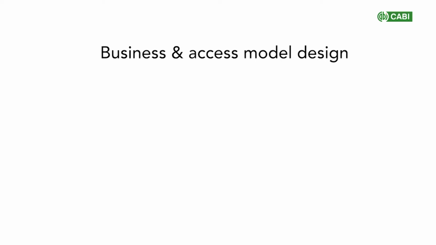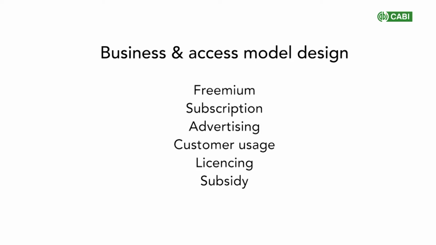And what I want us to do for the next few minutes is just to look at 6 main models that form the basis of many others. So there's the freemium model, the subscription model, the advertising model, the customer usage model, which is really pay as you go or pay as you use, licensing model, and the subsidy model. The reality is that you may start with one of these models when you're designing your business model, but you'll probably pick and choose elements from each to create your own hybrid version. So they're the 6 we're going to look at.